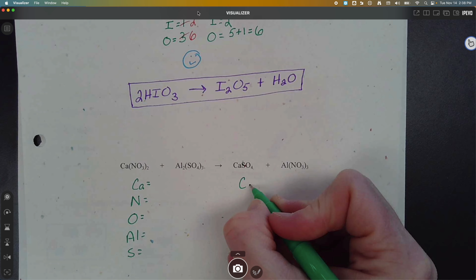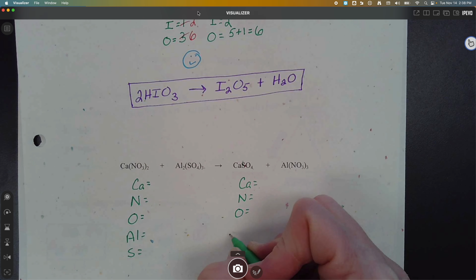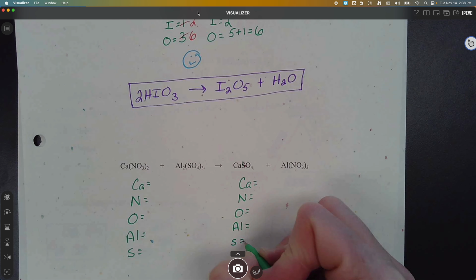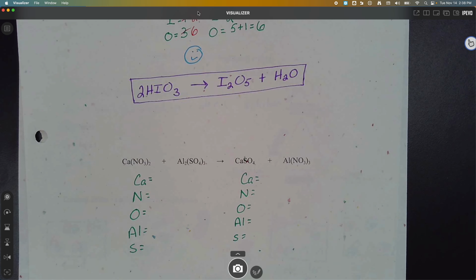And then I've got calciums, nitrogens, oxygens, aluminums, and sulfurs on the other side. Keep those lists in the same order. It will make your life a lot easier if they're in the same order. And now we start counting. This compound has 1 calcium.